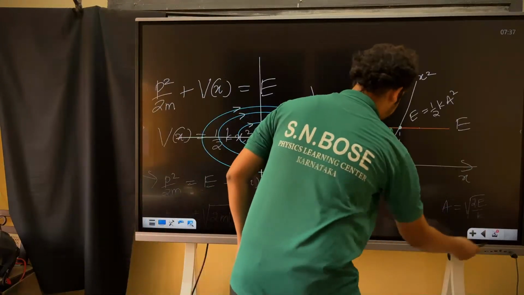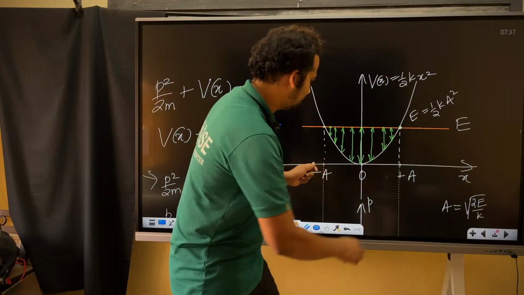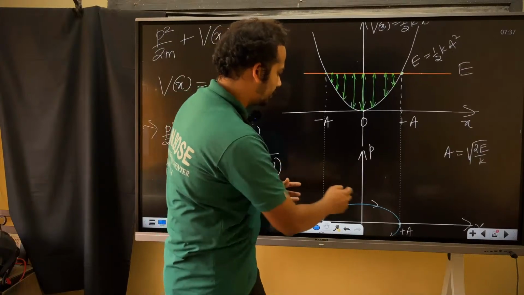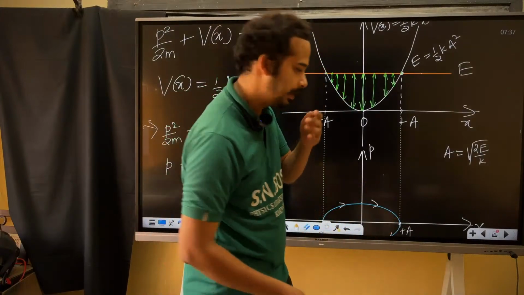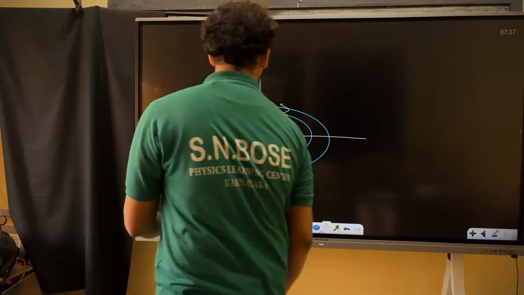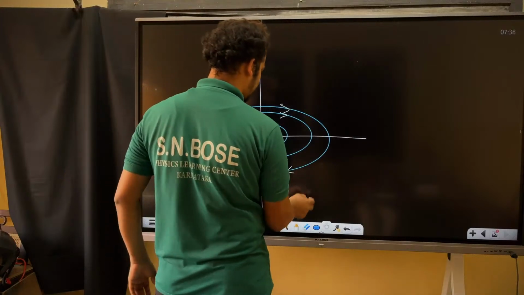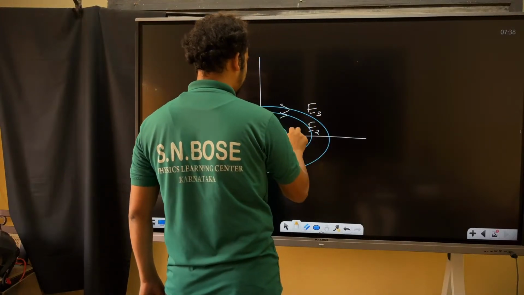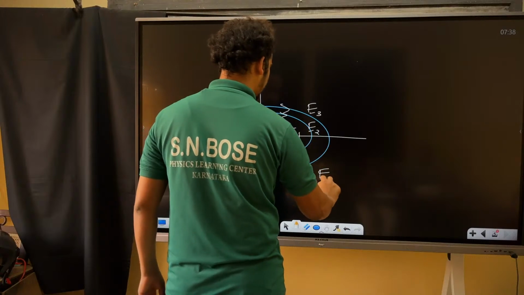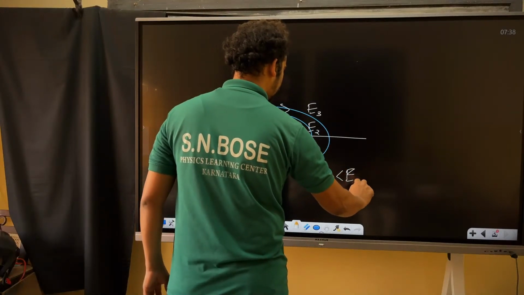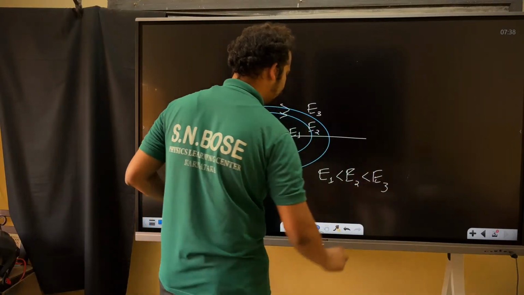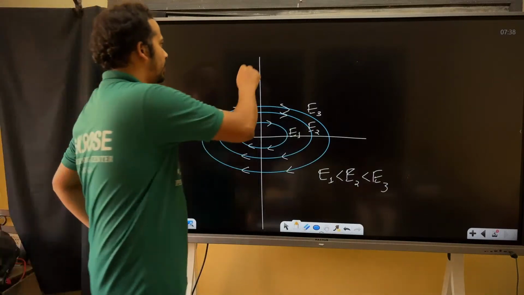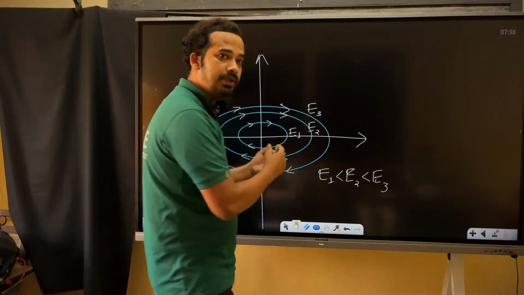You can see here itself, am I right? As energy decreases, this phase space trajectory is going to be smaller and smaller, am I right? So like that, as energy decreases, suppose I take E3, E2, E1, where E1 is less than E2, less than E3. As energy decreases, this phase space trajectory will shrink.